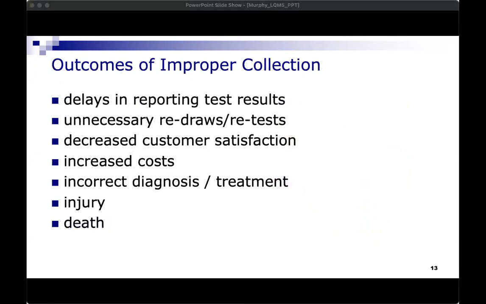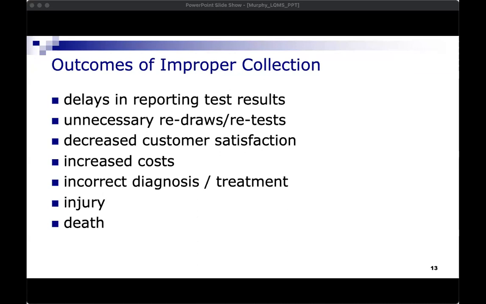So thinking about all of the components we just talked about for sample collection, let's talk through some of the outcomes that improper collection can have. These can include delays in reporting testing results if you have to spend time on the phone or troubleshooting, figuring out what happened. That can delay the test results. Unnecessary redraws or retests. Especially for children, that can be very dramatic, to have to redraw a specimen. It can lead to decreased customer satisfaction and increased costs for the laboratory.